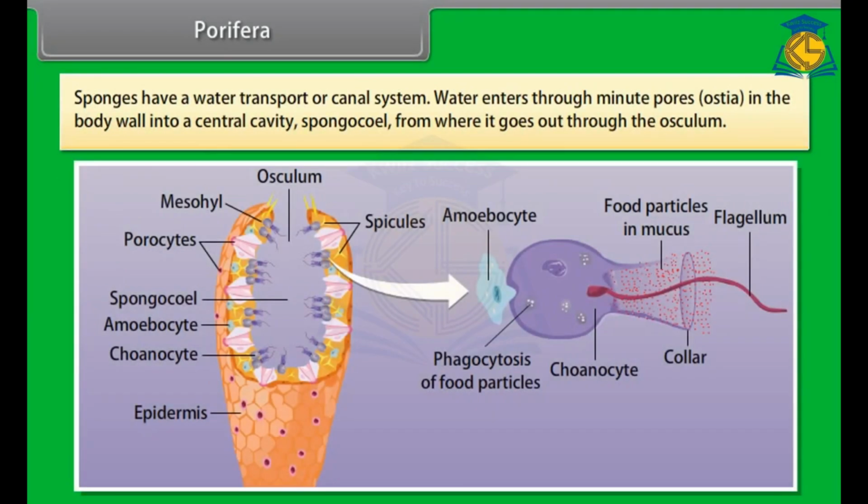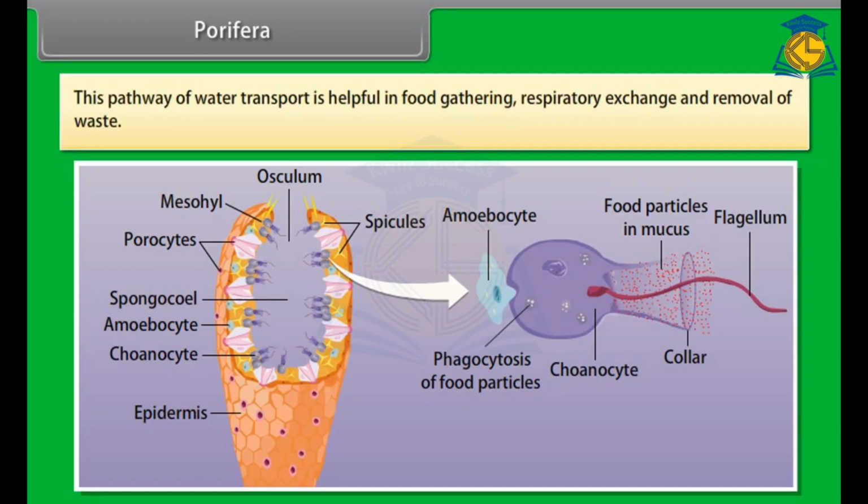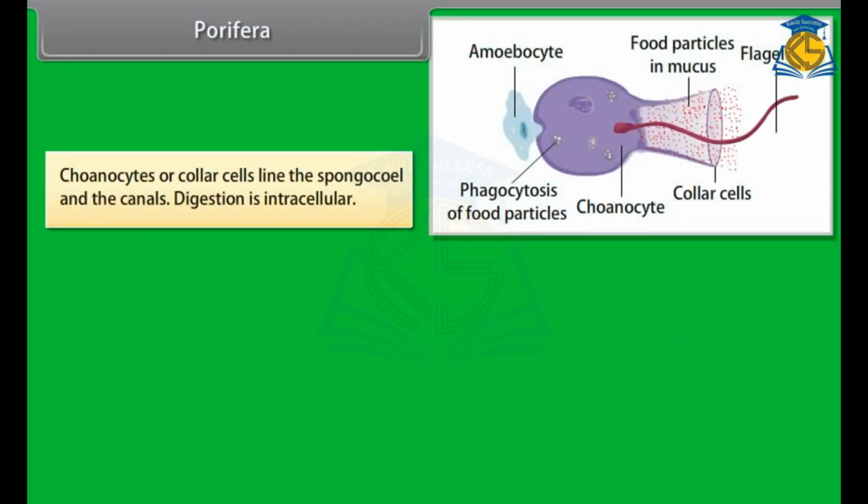These are primitive multicellular animals and have cellular level of organization. Sponges have a water transport or canal system. Water enters through minute pores known as ostia in the body wall into a central cavity, spongocoel, from where it goes out through the osculum. This pathway of water transport is helpful in food gathering, respiratory exchange, and removal of waste. Choanocytes or collar cells line the spongocoel and the canals.